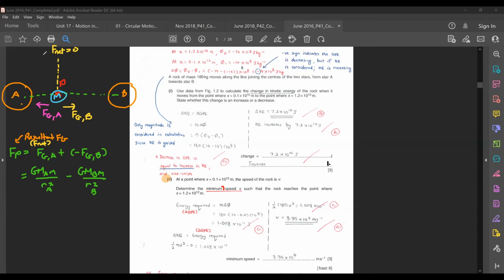Now, if I go towards the left-hand side, I would actually be able to say that FGA is actually more than FGB. Therefore, Fnet is going to be towards the left. Okay. Now, how do I know this? I can actually see it from the equation.